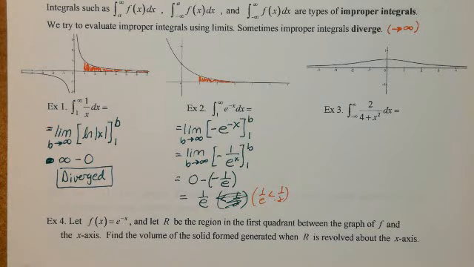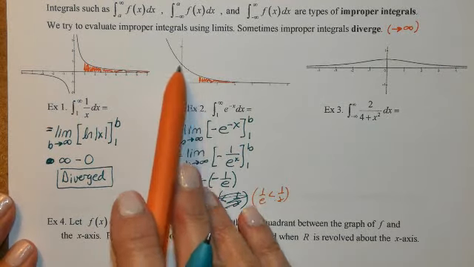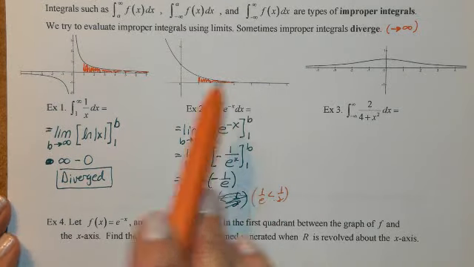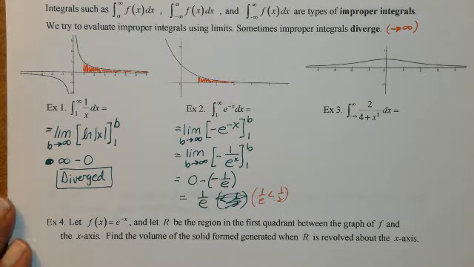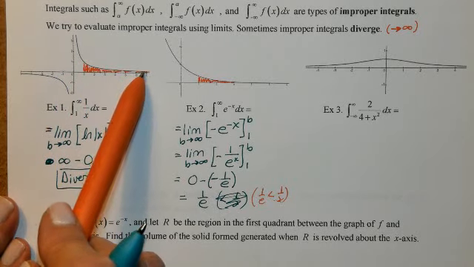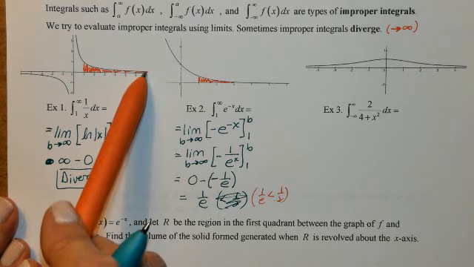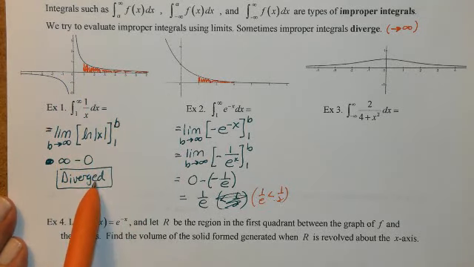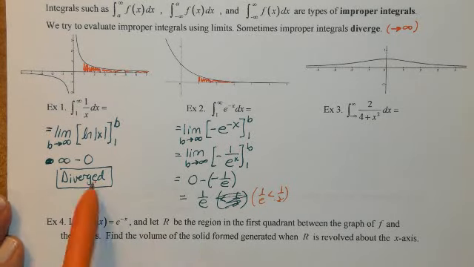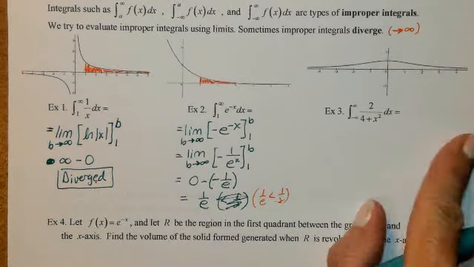The way I like to think of this is, this curve is getting super close to the x-axis super fast. It looks like it's getting close pretty fast, but obviously not fast enough, because it was not fast enough to converge. It diverged. Okay?